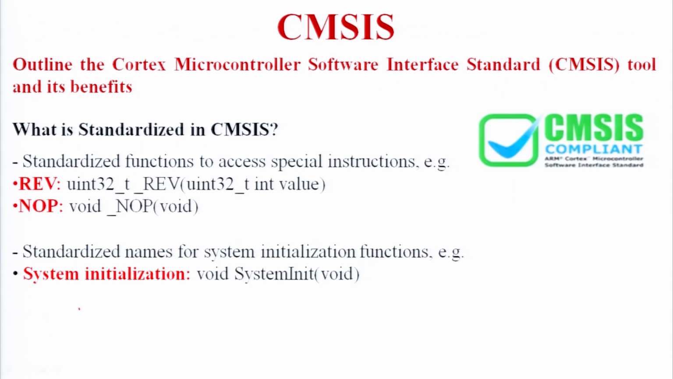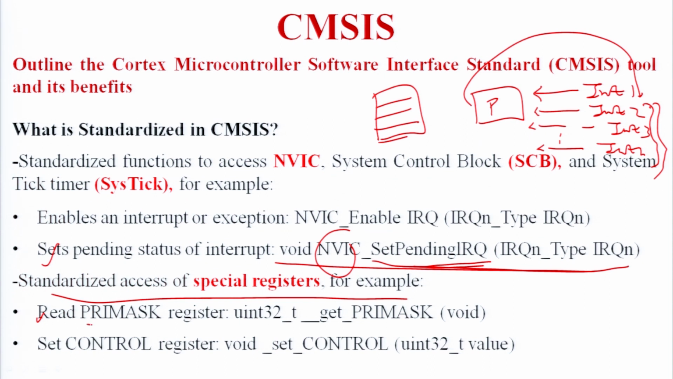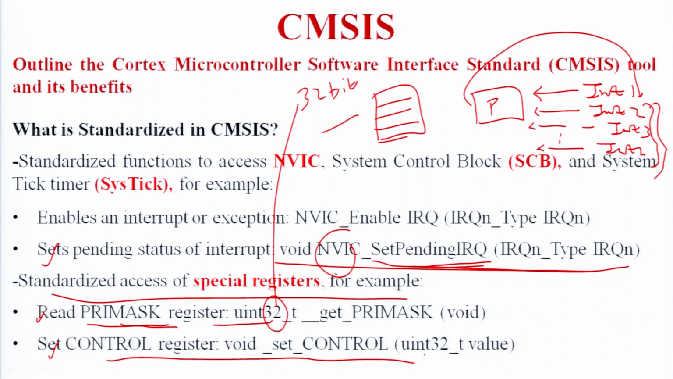First one is the read primary mask register, UINT 32. What is the meaning of 32? 32 means 32-bit registers. So it can be executed by this. Okay. After that, set control register, void set control. UINT 32 means 32-bit registers, and the type means which particular value has to be selected. All of this will be carried out by this type of instructions.